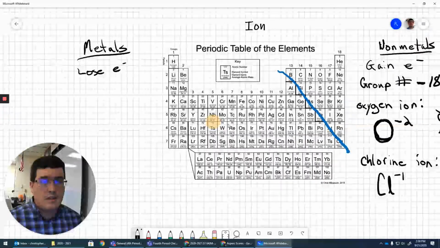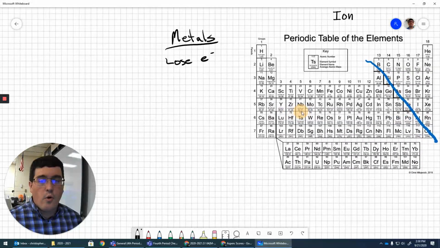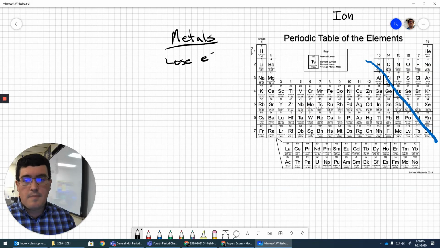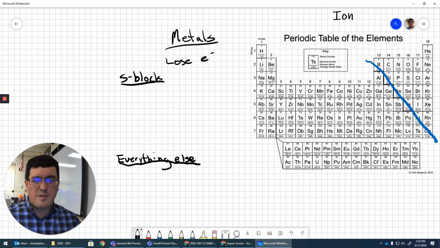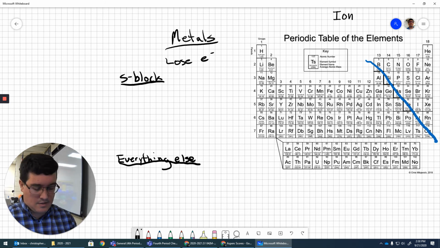All right, to the other side, we've got metals. Metals tend to lose electrons. There are two different kinds of metals. There are the S-block metals, and then there's every other metal. Technically, this isn't every other metal. We're going to talk a little bit about how some other elements get mixed in there, like metalloids, sometimes even nonmetals. Even the noble gases? What? That's crazy. But for now, we'll just break this down to S block.